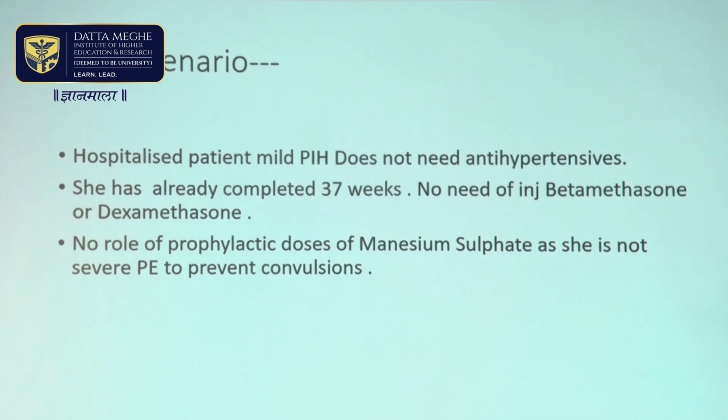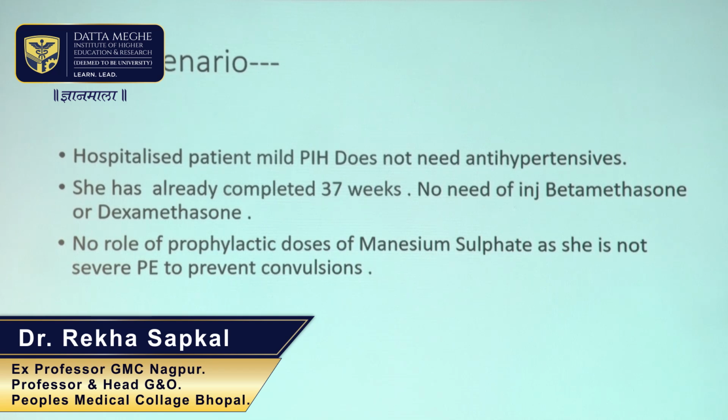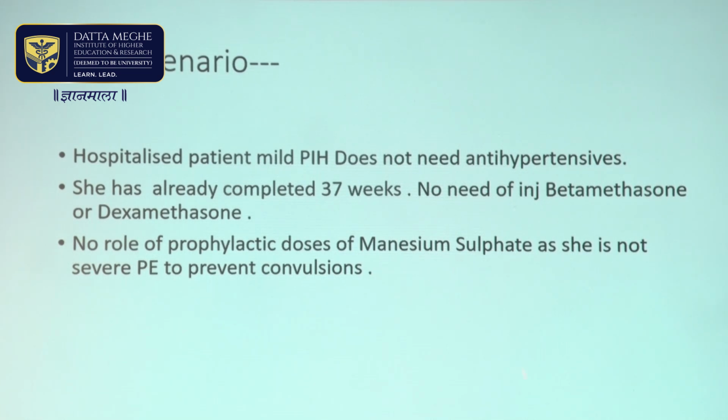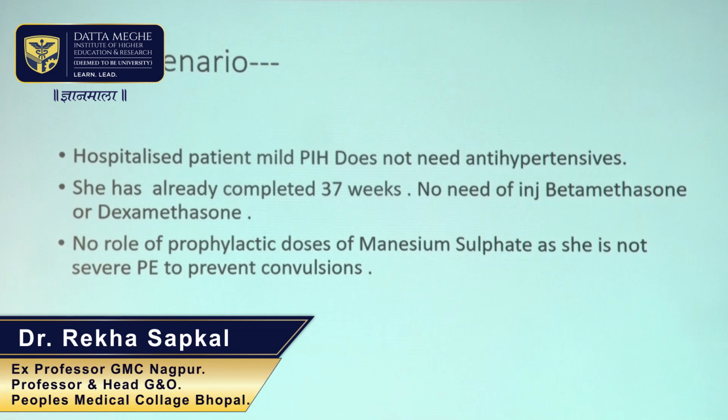So, in this case what is there? She is a patient of preeclampsia, mild preeclampsia, when blood pressure is hardly 140/90. So, she is already hospitalized. If the blood pressure would have been more severe, if she would have been severe preeclampsia, then we would have given her antihypertensive. She has already completed 37 weeks. We plan delivery when the lung maturity is over, that time means at completed 37 weeks of gestation. If she would have reported prior to that, there was need for giving betamethasone or dexamethasone injection.